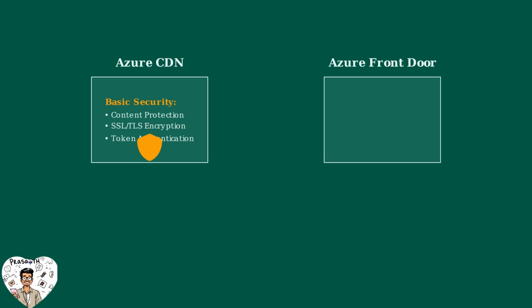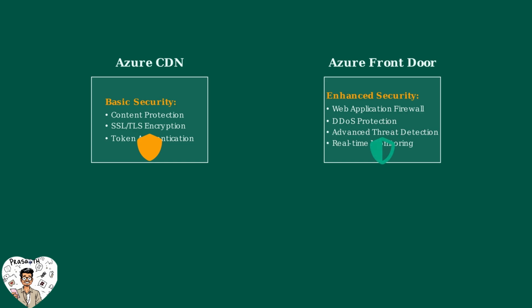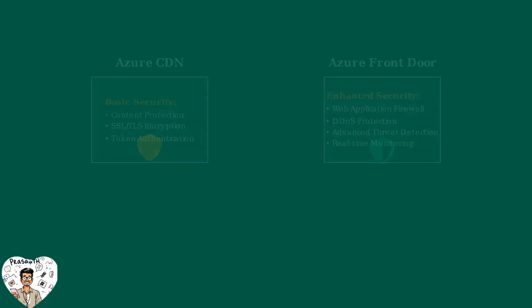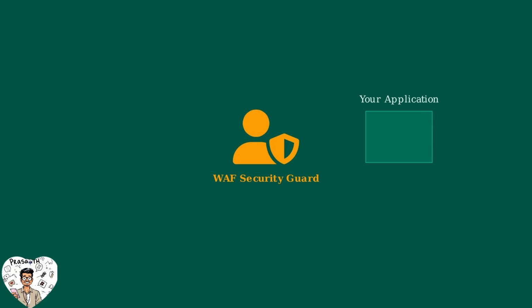Azure Front Door offers significantly enhanced security capabilities. It includes a full web application firewall, DDoS protection, advanced threat detection, and real-time monitoring. This creates a comprehensive security layer that actively protects against sophisticated attacks. Let me show you how the web application firewall actually works in practice. Think of WAF as a security guard standing at the front door of your application, checking every visitor before they enter. Here's your application server, and here's the WAF acting as a security guard.